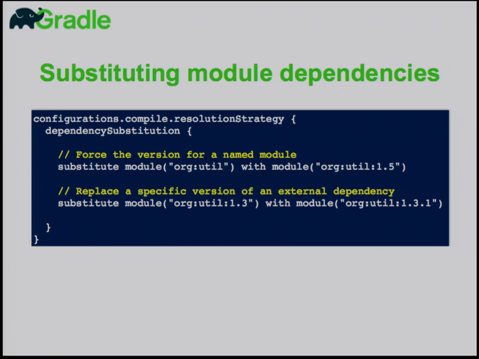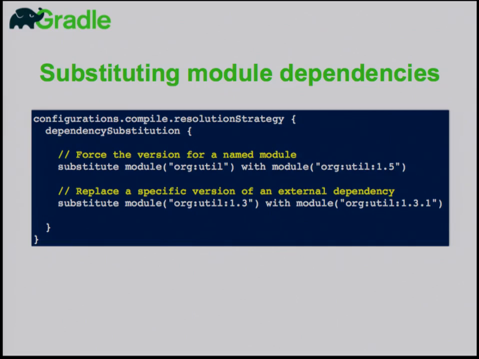So the first one here is pretty straightforward. We're saying substitute this module with a different module. So in this case, we haven't specified a version on the module here, which just means any module dependency, any external dependency that's from the group org, and with the name util, replace it with org util 1.5, which is the same as the previous example. Well, sorry, it's not quite the same because it's only replacing a single group and name with a particular version, we're forcing the version.